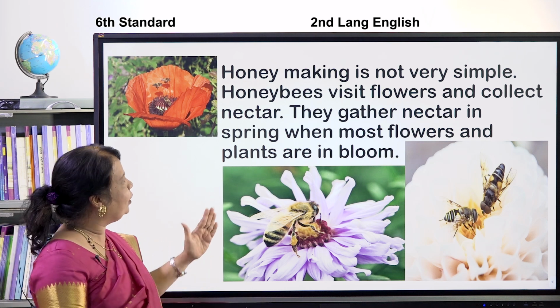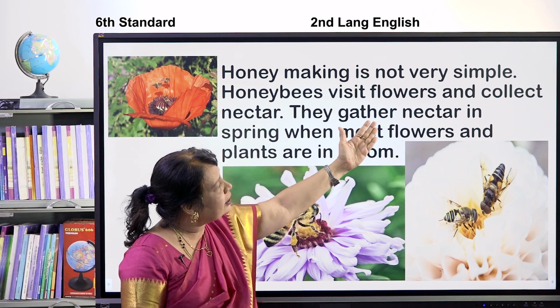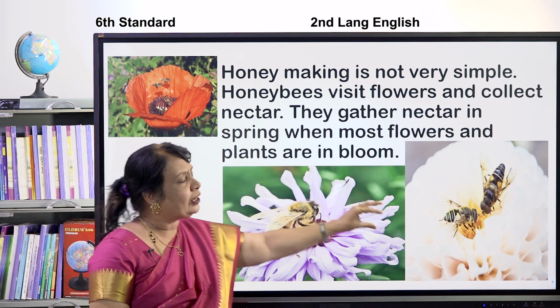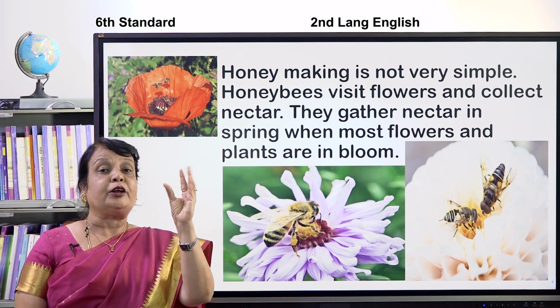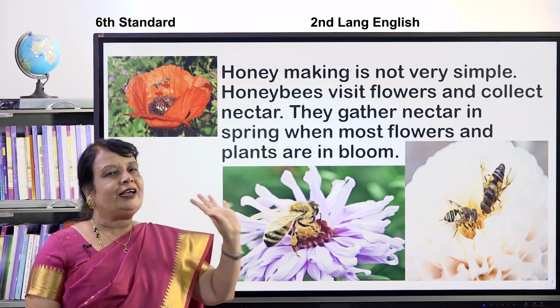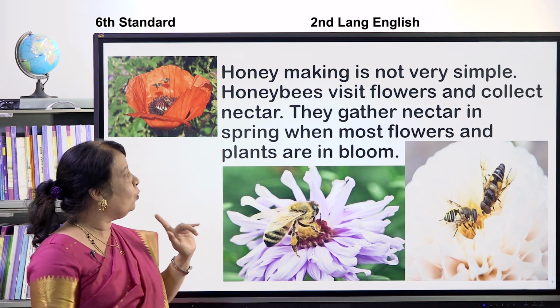ಅದು ಹೇಗಾಗುತ್ತೆ ಅಂತ ನೋಡೋಣ. Honey bees visit flowers and collect nectar. Yes, they go from this flower, from here to here, another flower. When the flowers are in bloom, ಯಾವಾಗ ಚೆನ್ನಾಗಿ ಹೂಗಳು ಅರಳ್ಕೊಂಡಿರುತ್ತೋ ಆವಾಗ ಈ ಹನಿ ಬೀಸ್ ಒಂದು ಹೂವಿಂದ ಇನ್ನೊಂದು ಹೂವಿಗೆ ಹೋಗುತ್ತೆ.